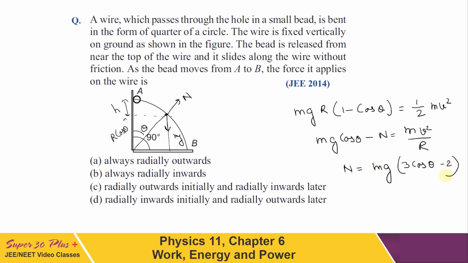I have substituted the values here. Now when N is 0, we get cos theta equal to 2/3. So the normal force will act radially outward if cos theta is greater than 2/3 and will act inward if it is less than 2/3. And this is the force on the ring, which should be opposite to this normal force. So the correct option is C.